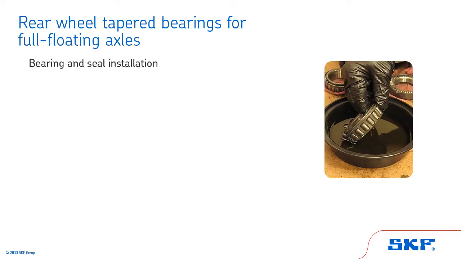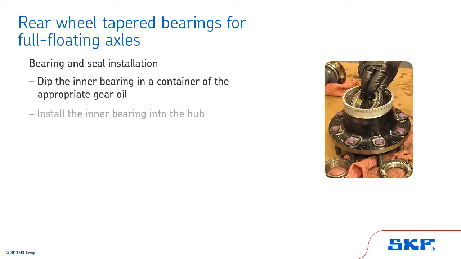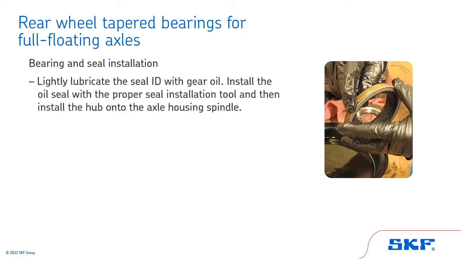Finally, let's review the bearing and seal installation process for rear wheel tapered bearings for full floating axles. Start by dipping the inner bearing in a container of the appropriate gear oil. Then install the inner bearing into the hub. Next, lightly lubricate the seal ID with gear oil and install the oil seal with the proper seal installation tool.